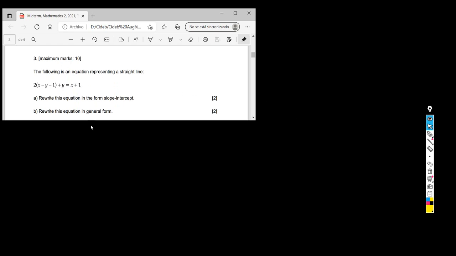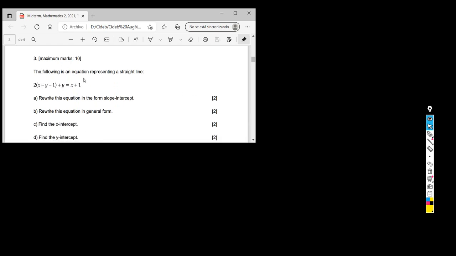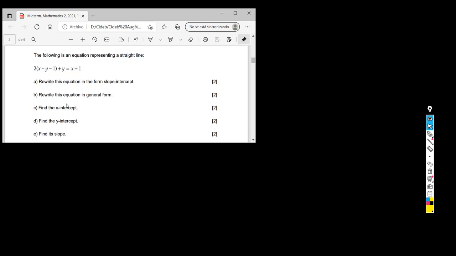Number 3, I give you an equation representing a straight line. How do you know this is a straight line? Because the y variable and the x variable are raised to the first exponent. When that happens, this necessarily represents a straight line. And I give you a series of instructions or a series of questions.